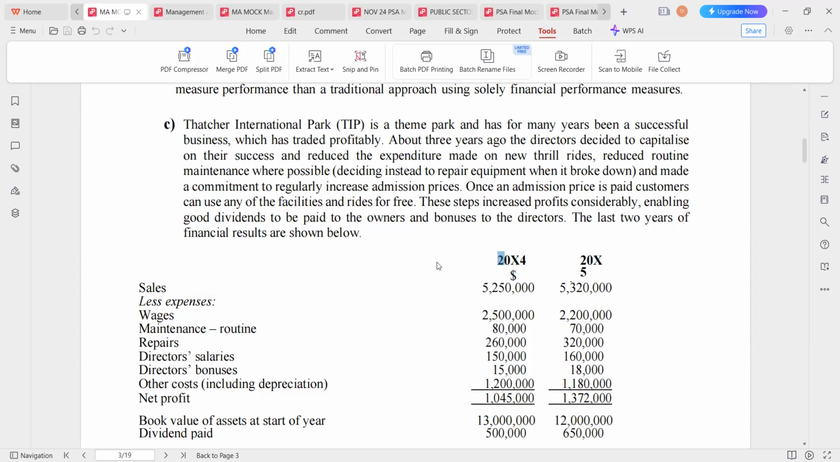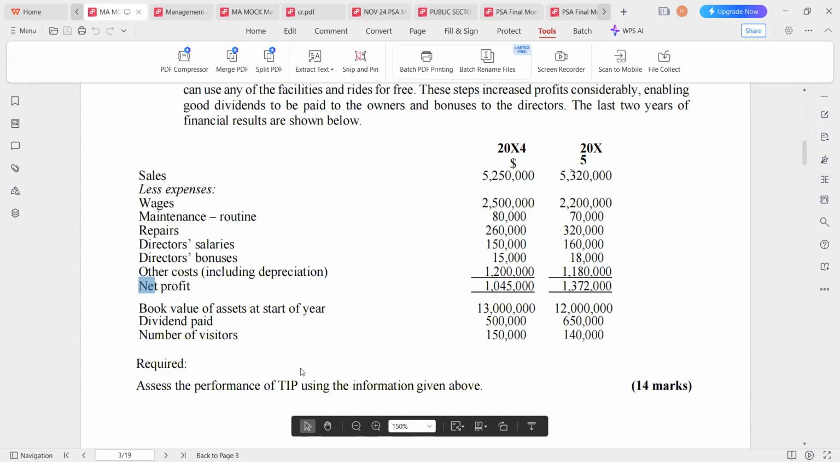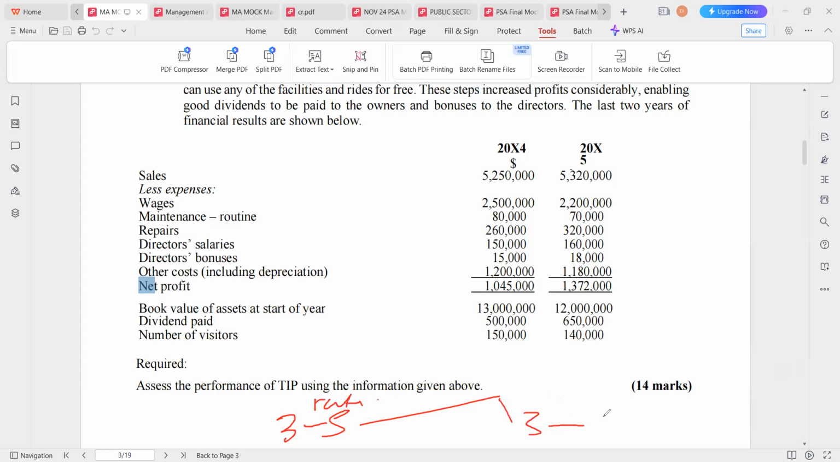So all of them are here. Sales, less expenses, wages, repairs, net profit. So here, please and please again. First, there are certain ratios you have to calculate. What's the first ratio you can calculate? Here, calculate at least three to five financial ratios. Calculate three to five non-financial indicators.